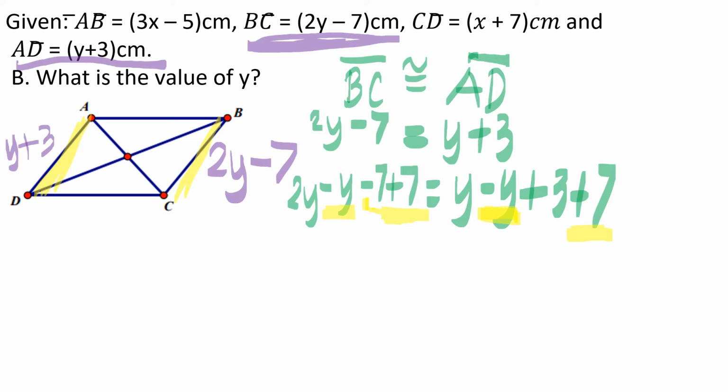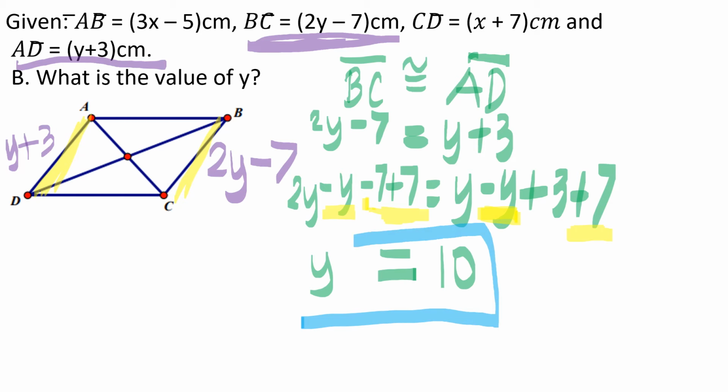So let's combine the similar terms. 2y minus y is y. Negative 7 plus 7 is 0, and I won't write the 0 anymore. I will write the equal sign. y minus y is 0, so positive 3 plus 7 is 10. Our final answer is y equals 10. That is the value of y. You understand? Okay, let's proceed to another example.